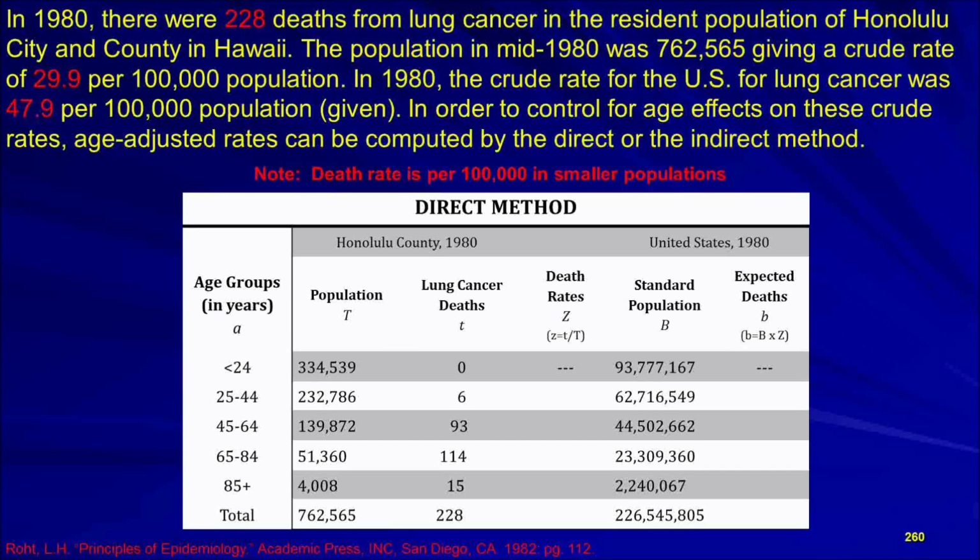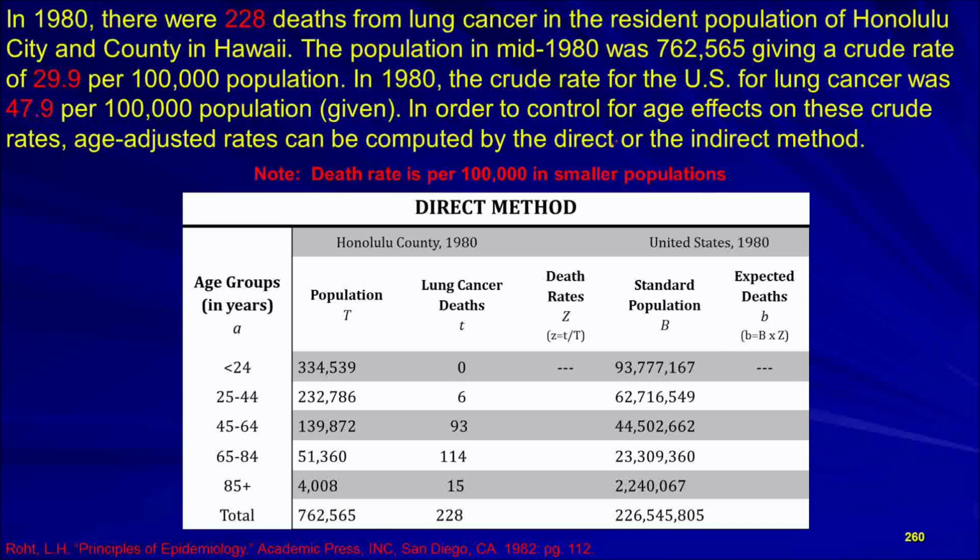The population in the mid-80s was 762,565 individuals, giving a crude death rate of 29 per 100,000 population. So how did we get that? We simply divided 228 by the total population to come up with a crude death rate of 29.9 per 100,000 population. In 1980, the crude death rate for the U.S. for lung cancer was 47.9 per 100,000 population, and that's a given, and I can show you how we can get that.